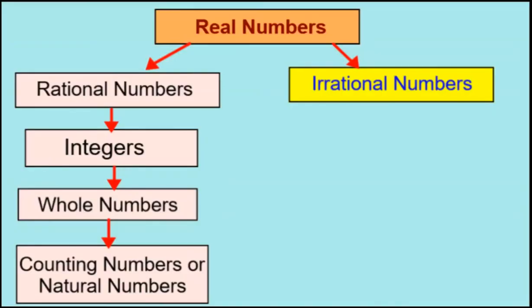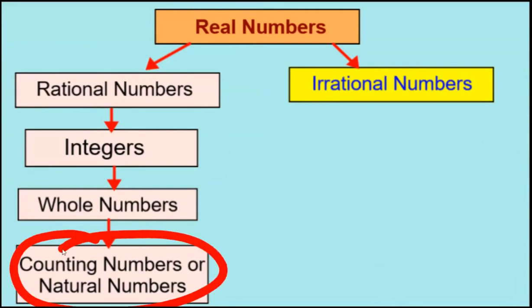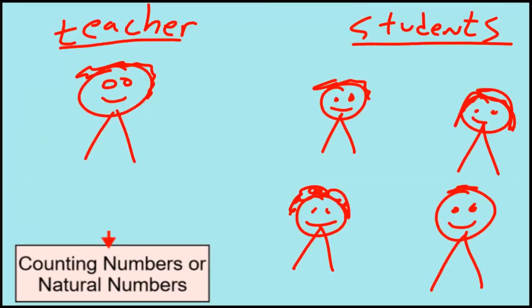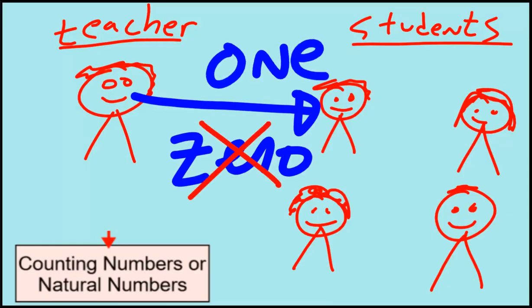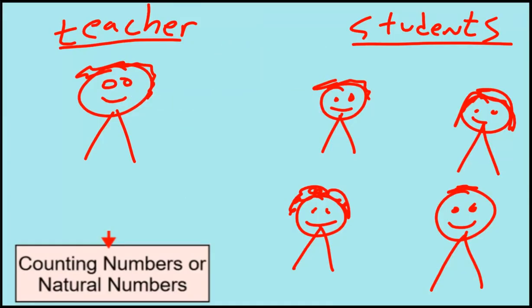The final subset of the real numbers that we are looking at is the natural numbers. Another name for that is the counting numbers. A good way to make sense of that is to count. When the teacher counts students in a room, the teacher would start with the number 1, not 0. So 0 is not a counting number. When counting the students, there is 1, 2, 3, 4 students in the room.